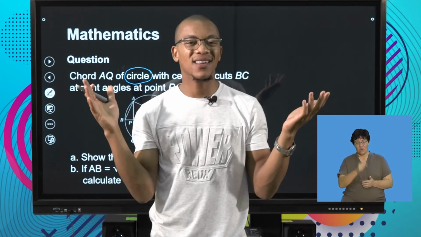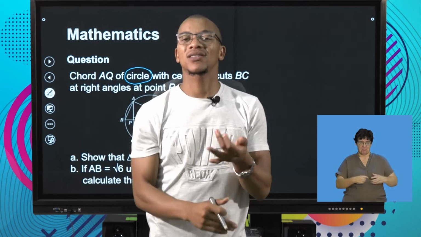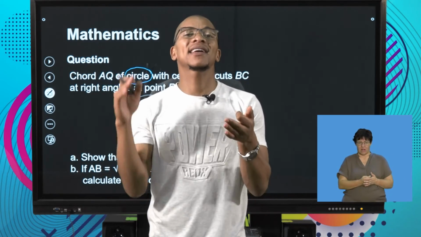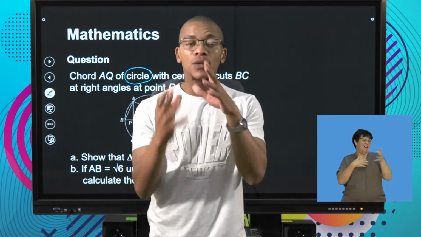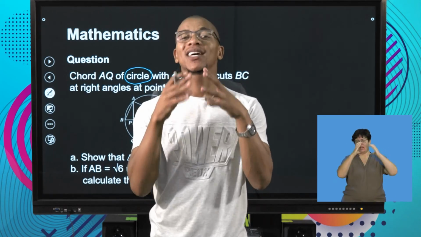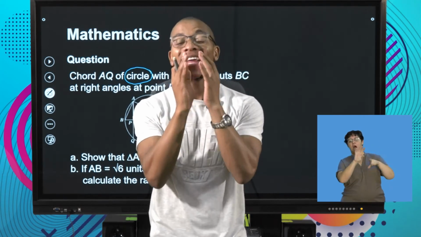Remember that a circle can really take anything. It can take a quadrilateral, it can take a triangle, it can take any regular polygon or irregular polygon. So that's why I'm using a question that has a circle, just for you to see that they can be linked.